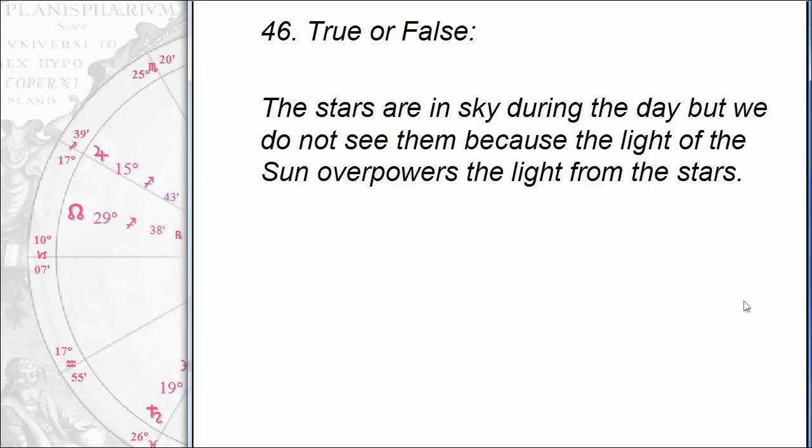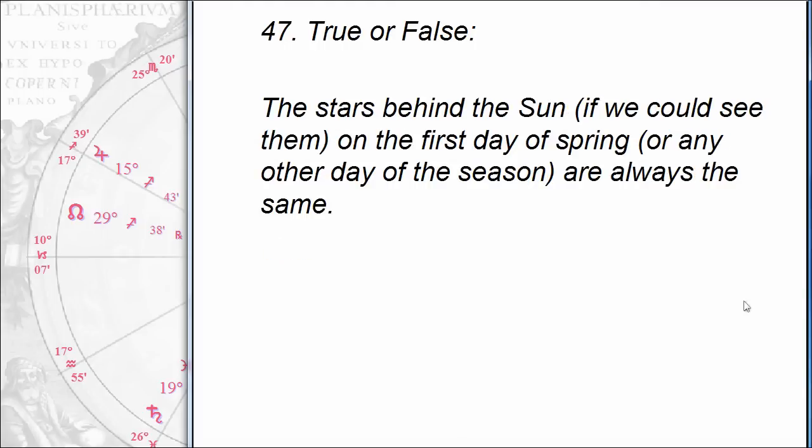Those particular great circles do. Now, different topic. The stars are in the sky during the day, but we do not see them because the light of the sun overpowers the light from the stars. Is that true or false? Now we're back to something simple again. Of course that's true. The stars are still there, we just don't see them because the sun is so bright.